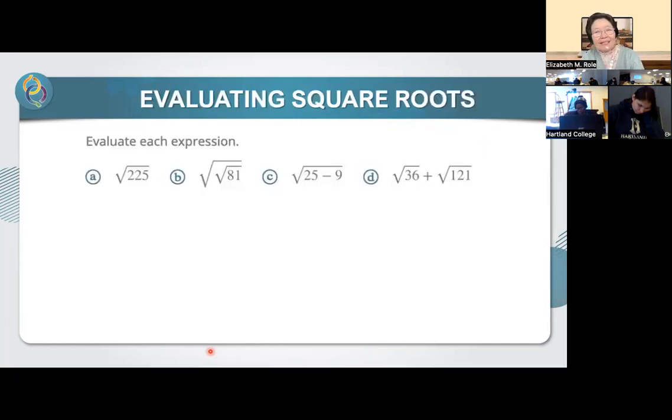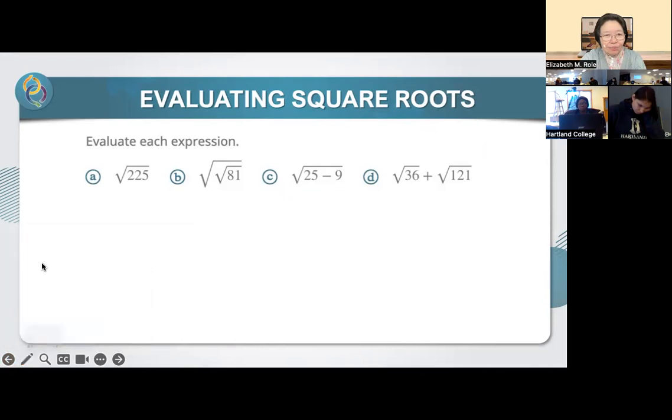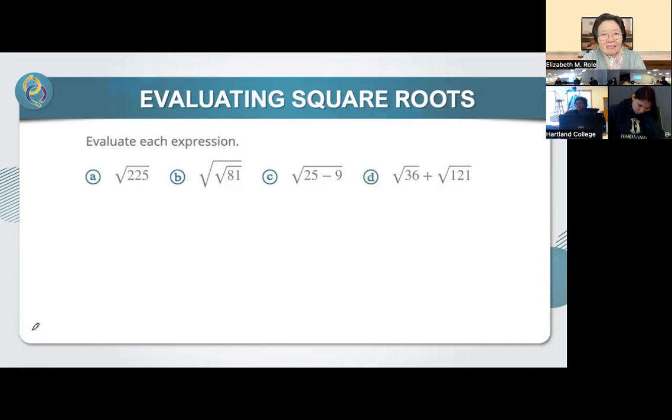All right, so just evaluating square roots of numbers. Say it out loud. What's the square root of 225? 15. Okay, I hope that one should be remembered. It's 15 because 15 times 15 is 225.